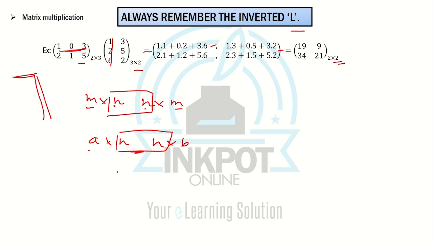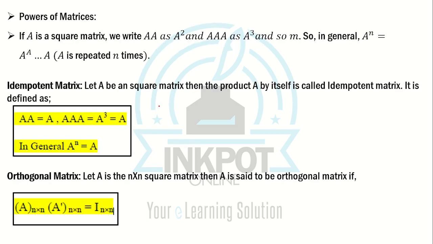This is also written here, and you do this for each of these, so the first element would be this, the second element would be this and this, the third element would be this and this, the fourth would be this and this. So this is how you would carry out a matrix multiplication.